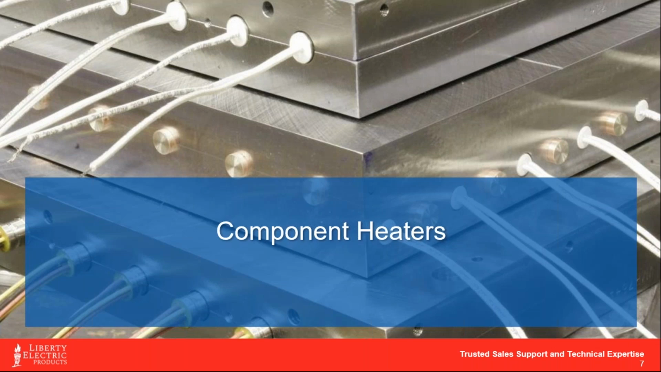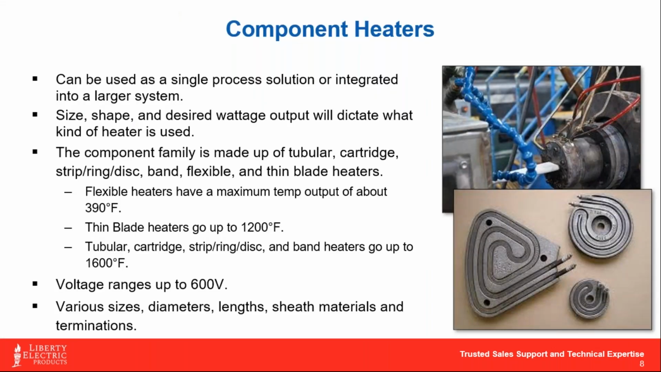Component heaters are a good place to start, because there's a wide variety of different types of component heaters that are used in industrial manufacturing processes all day, every day. It can be something as simple as a strip heater to cartridge heaters, flexible heaters that are made from silicone laminate or Kapton. And they're all unique to their own applications.